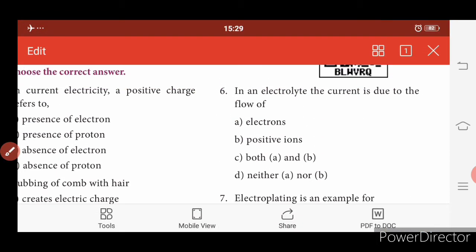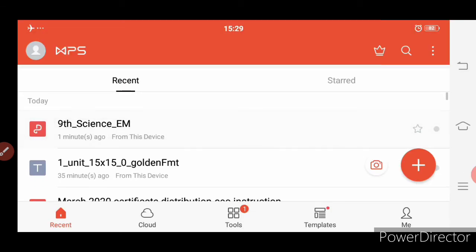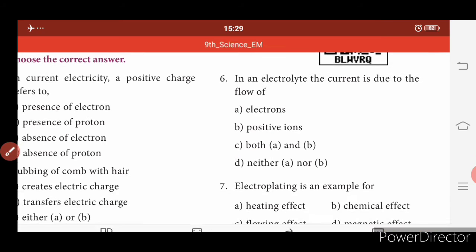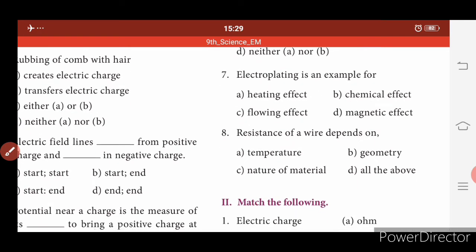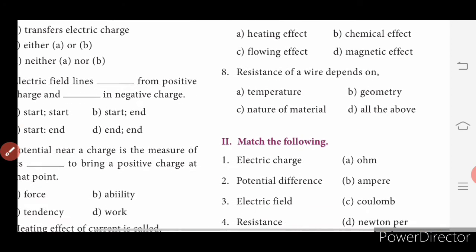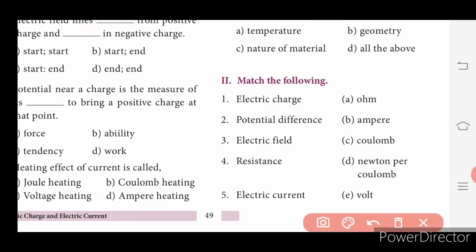Then sixth one, in an electrolyte the current is due to the flow of both A and B, that is electrons and positive ions. Then seventh one, electroplating is an example for chemical effect. And the eighth one, resistance of a wire depends on all the above.